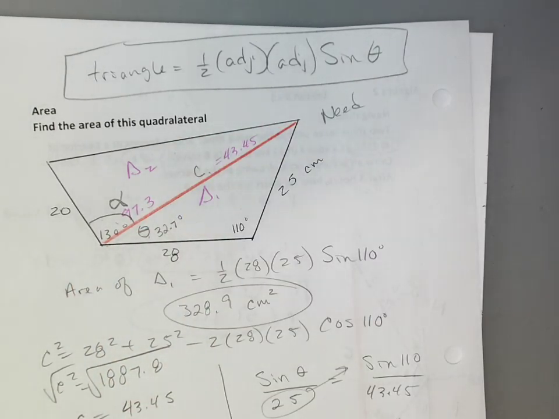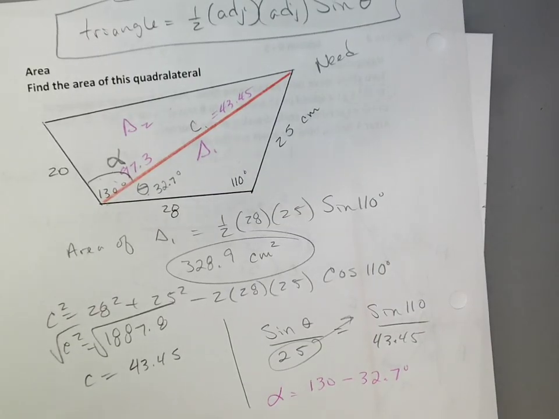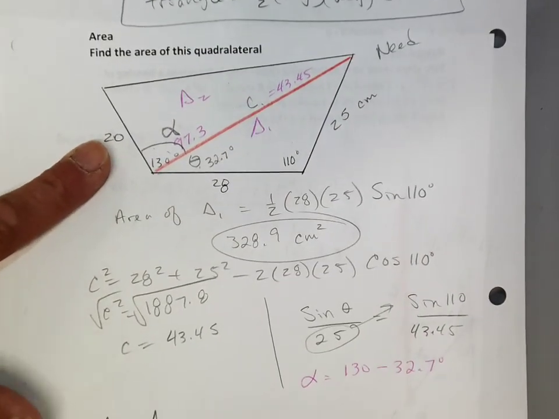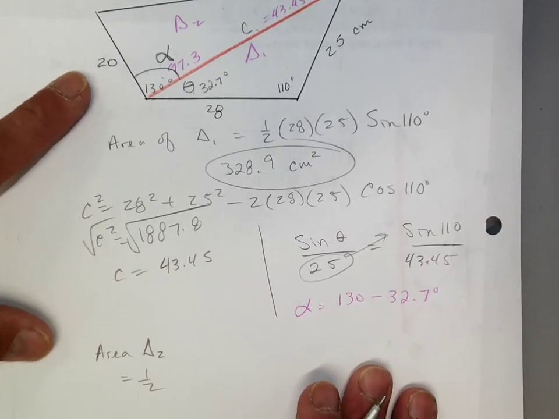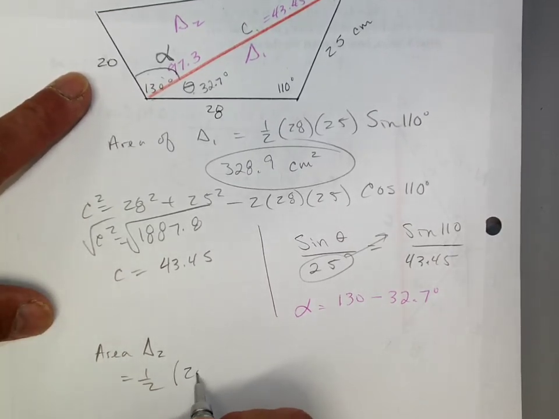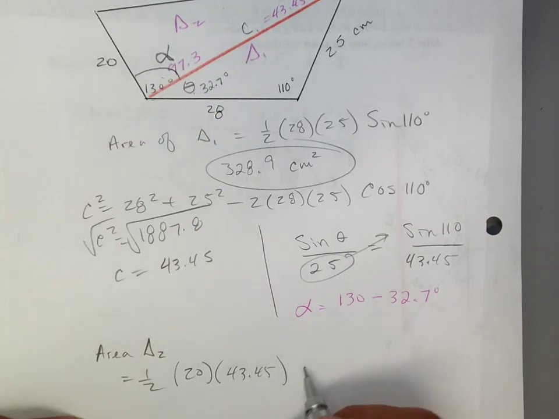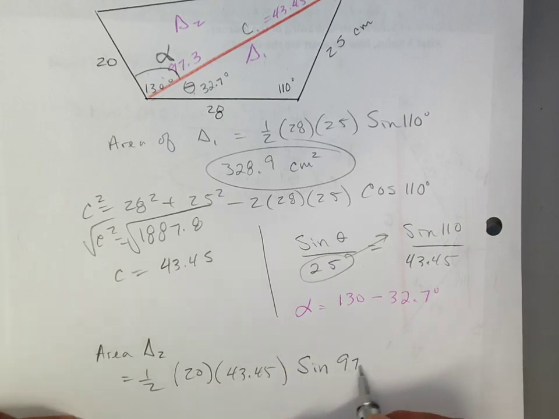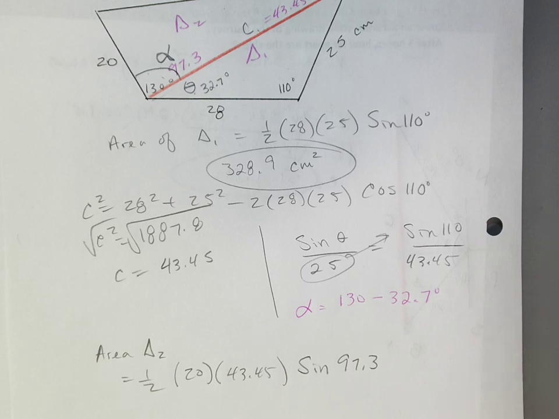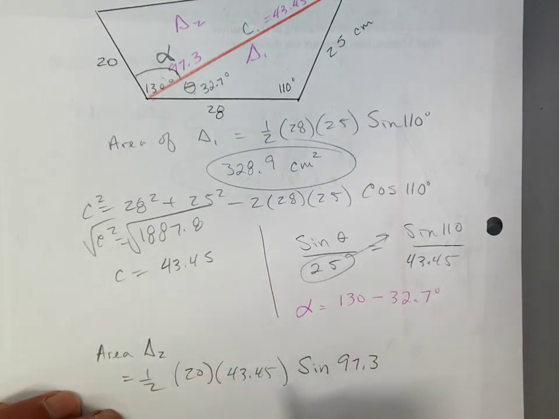Now finally I can find triangle 2. The area of triangle 2 is equal to 1/2, its adjacent, which is 20. Okay, I gotta scoot this up. There you go. So area of triangle 2 is 1/2, 20 times 43.45 times the sine of 97.3, and I'll get the area of triangle 2. Okay, so I'm almost done. I really am. So I go 0.5 times 20 times 43.45 times the sine of 97.3, and I get an answer of about 431.